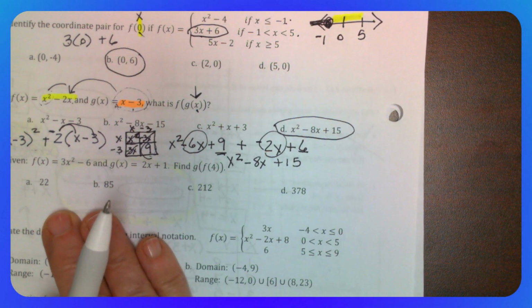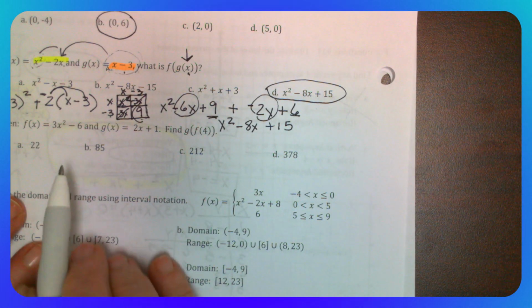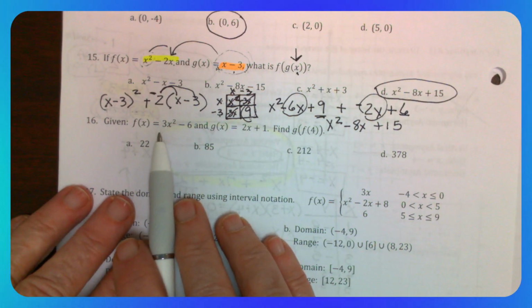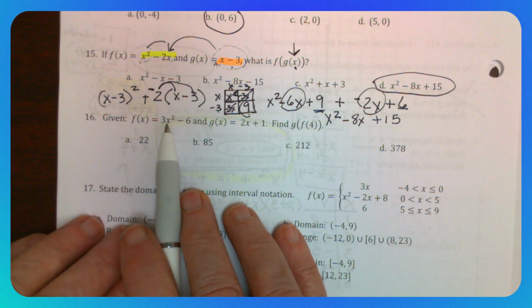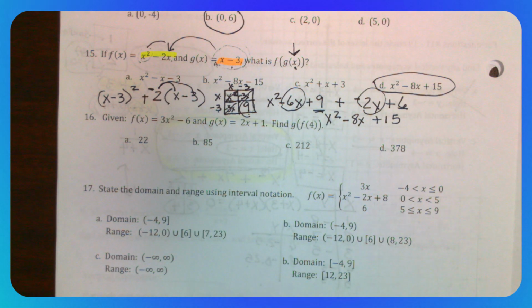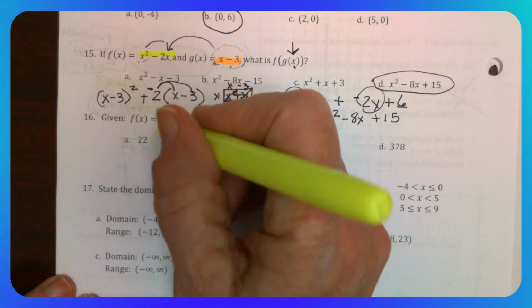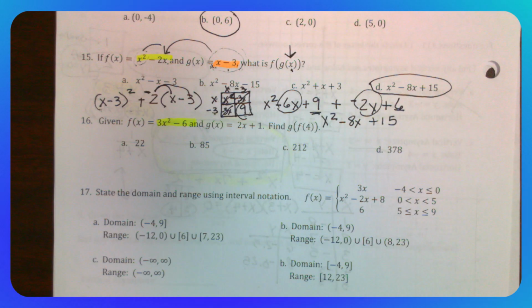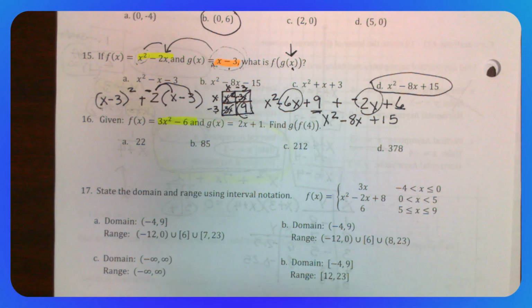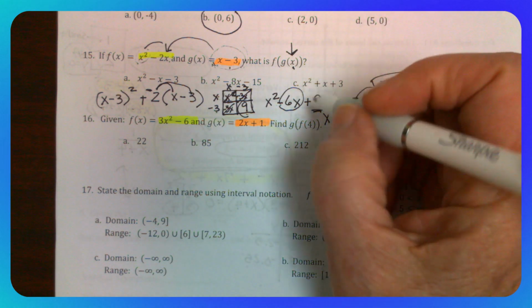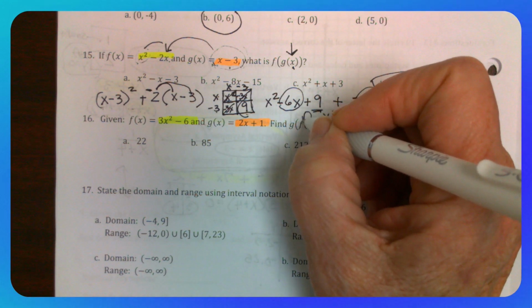All right, now we're going to go down to 16. Okay. Move this over. All right, we have f of x equals 3x squared minus 6, and g of x equals 2x plus 1. So let me highlight f of x and g of x so I can keep those separate. And then we want to find g of f of 4. So we're going to work inside out. So put that 4 into function f.